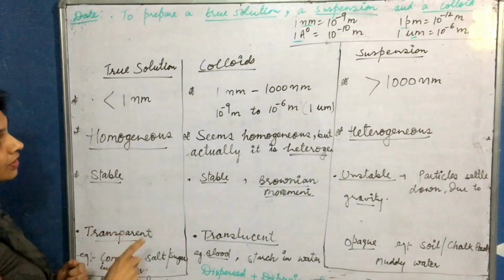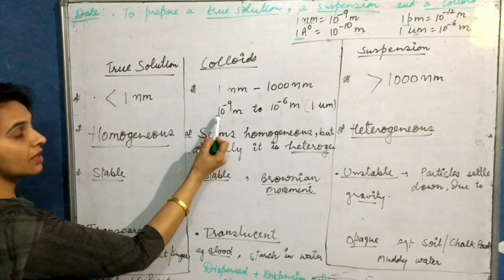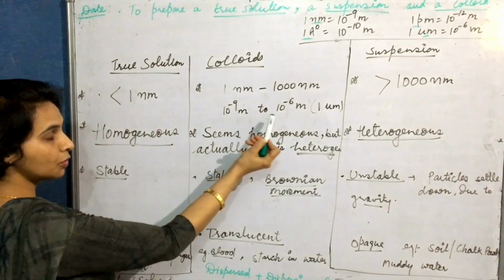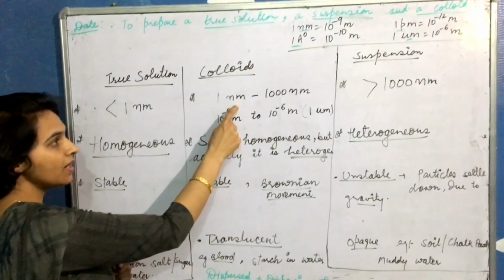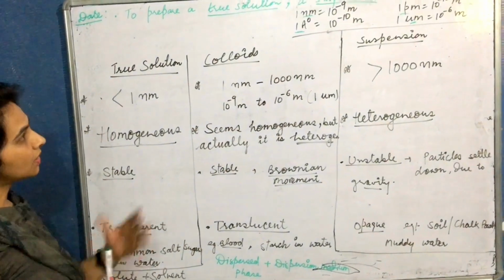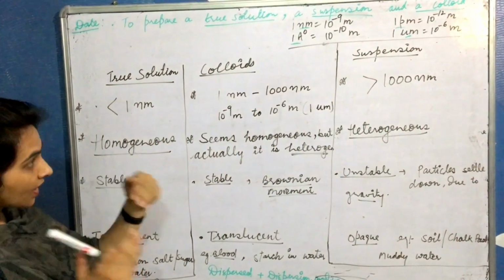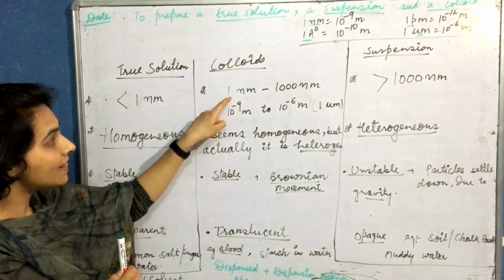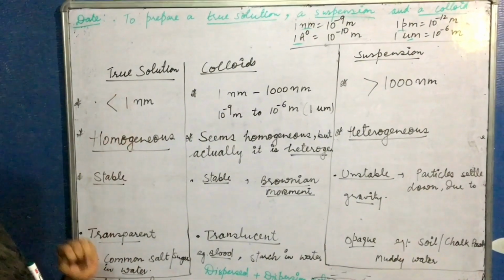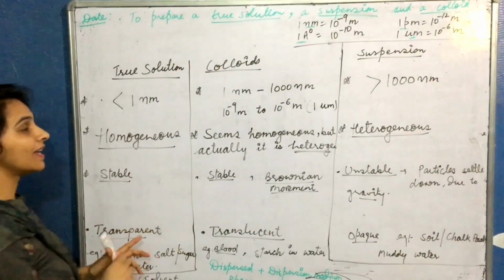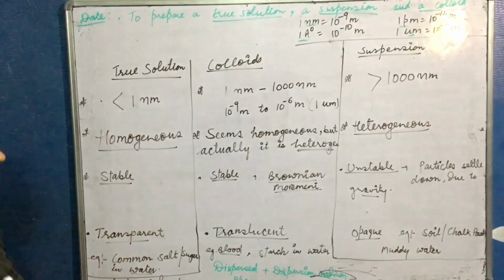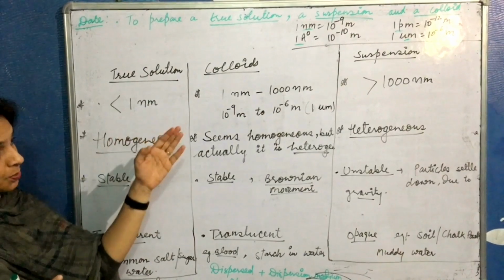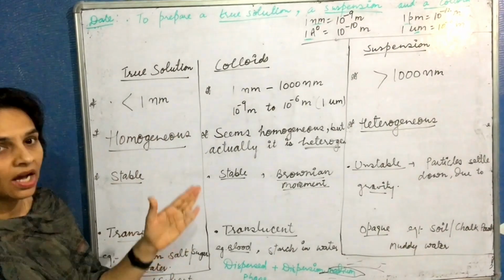So, if the particle size is between 10 raised to the power minus 9 meter to 10 raised to the power minus 6 meter, that is between 1 nanometer and 1000 nanometer, then this is colloid. If the particle size is less than 1 nanometer, then this is true solution. And if the particle size is more than 1000 nanometer, then this is suspension. So now you got to know that in suspension, the particle size is very large.